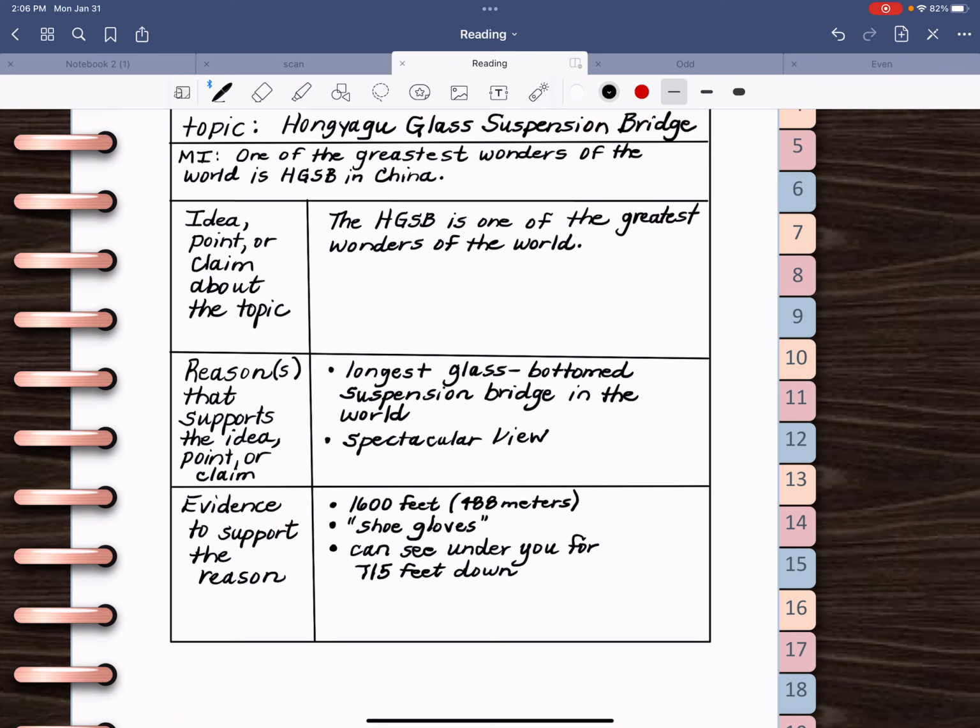Do you want to walk on the bridge? You could not pay me enough money to do it. Not enough.